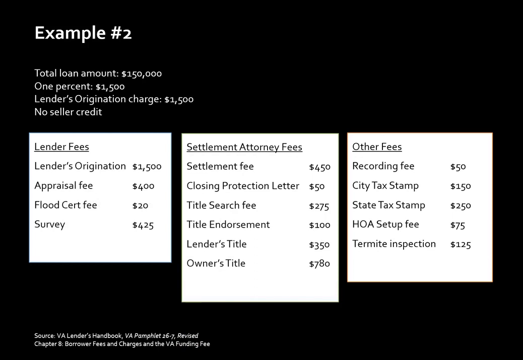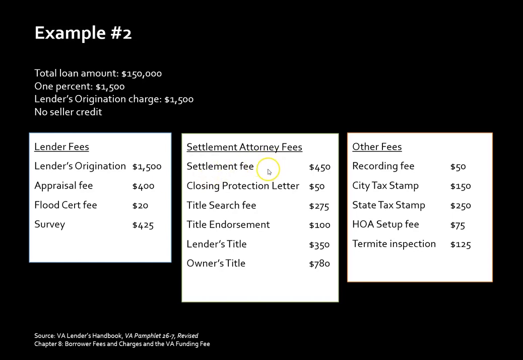So on this next example, it's a little bit easier because the maximum 1% of the loan amount is still $1,500. But look here, we have a lender's origination of $1,500. So that means the only other fees that you can charge in this case have to be from that itemized allowable list. So we have the appraisal fee, that's allowable. We have the flood cert, that's allowable. We have the survey, that's allowable.